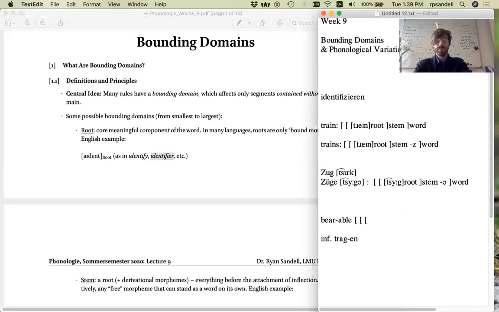So if we derive an adjective, for instance, with the suffix able, in that case, then our word would contain a root bear, followed by a derivational suffix able. We may transcribe it as something like that in its underlying phonological form. And that builds a stem. And in that case, then, we have no further inflectional material added. So after the stem boundary, we then have the boundary of the morphological word.